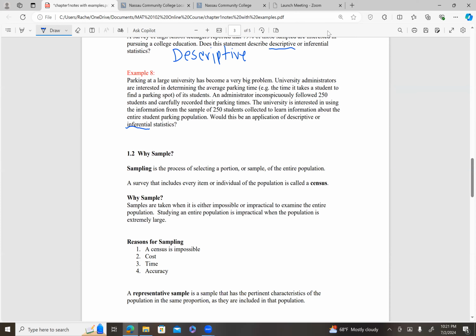And the reason is because an administrator inconspicuously followed a sample of 250 students and carefully recorded their parking times. Now, the university is interested in taking that information from the sample and learning more information about the entire student parking population. So remember, whenever we use the information from a sample to draw conclusions about the population, that's an example or an application of inferential statistics, which is what we have here.